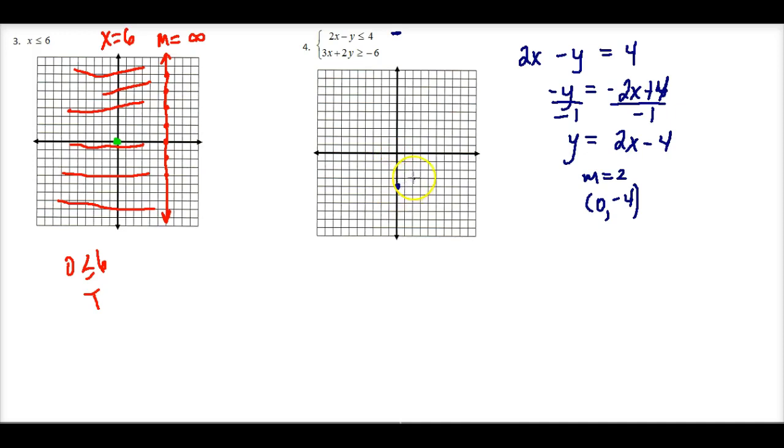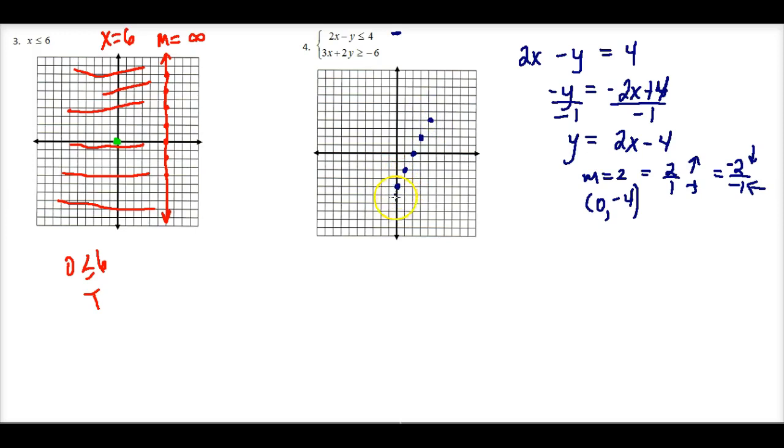And so our slope communicates that we can either go up 2 units and to the right, or we could do it this way and go down 2 units and to the left. So we're going to do both. So we go up 2 units to the right 1, up 2 units to the right 1, up 2 units to the right 1, up 2 units to the right 1.